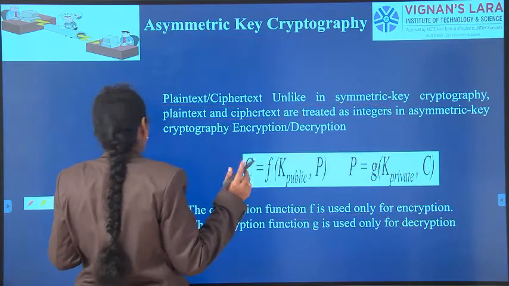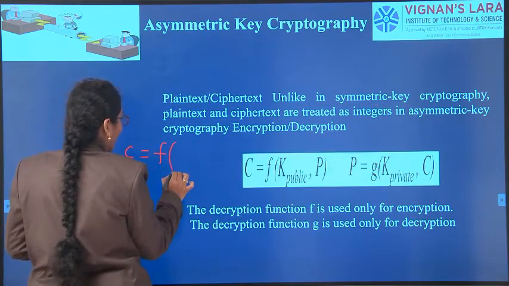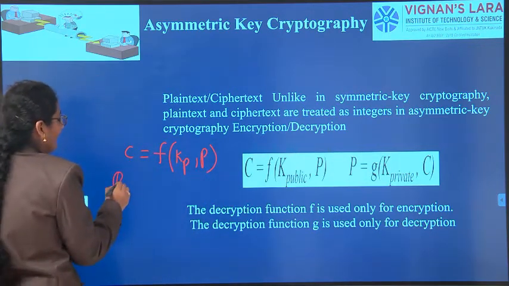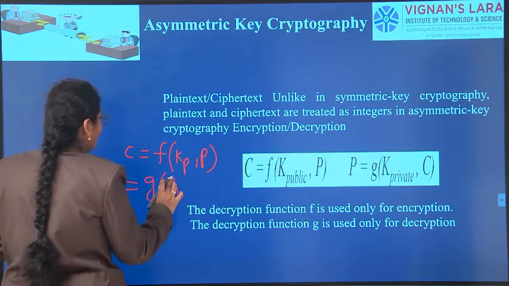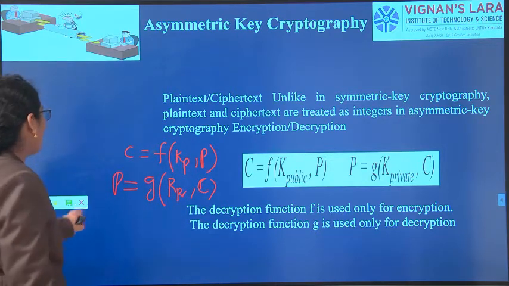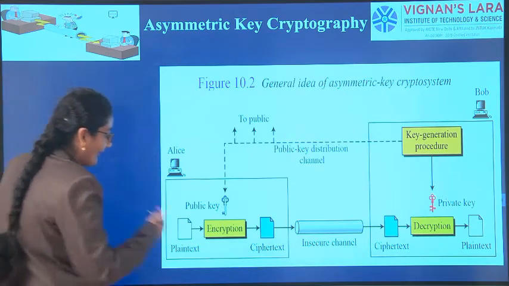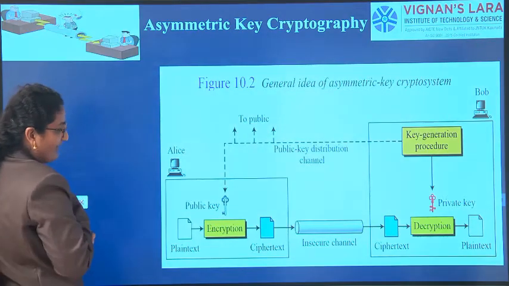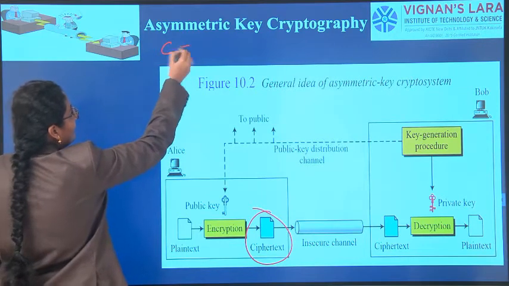So see the formula: ciphertext equals function of public key, plain text. Plain text equals function of private key, ciphertext. So from where did we get these formulas? From this diagram we can get the formulas. I want ciphertext. Ciphertext is represented with C.